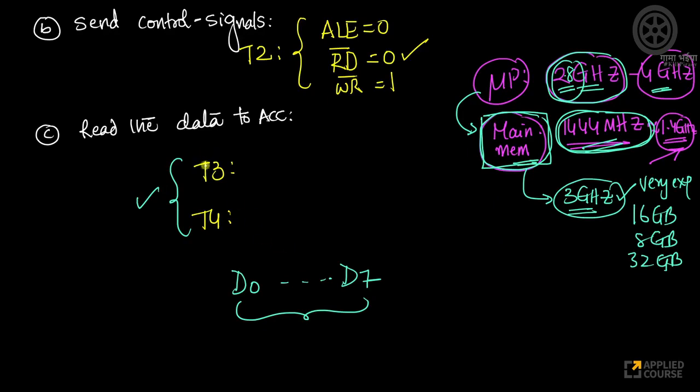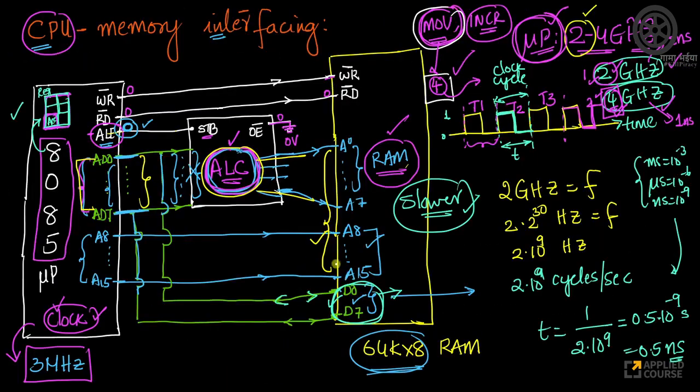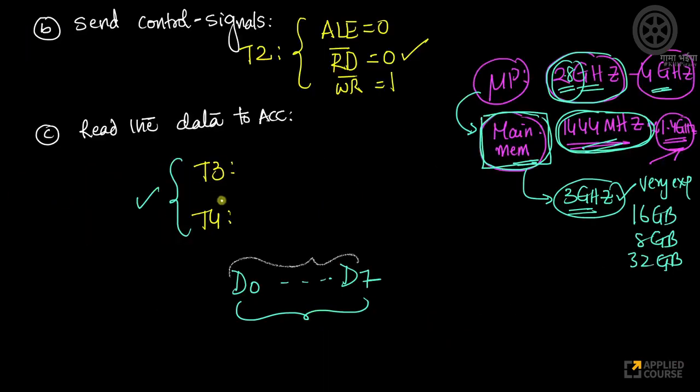So by the time my data is placed on the D0 to D7 pins, the processor has already done 2 cycles, but that's okay. We know that it takes longer to copy data from RAM to the processor than from the registers. So the processor waits for this data to be present. During T3 and T4, it keeps waiting for the data to be present on D0 to D7.